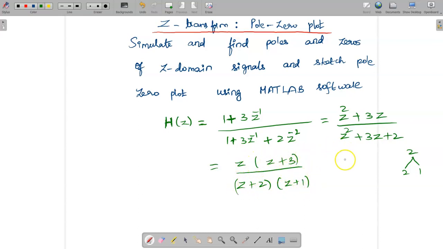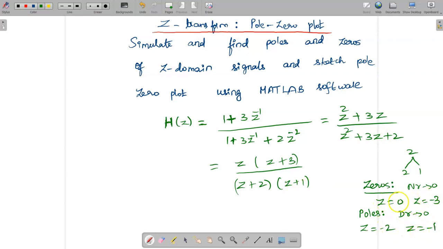Numerator equated to 0 will give the zeros, and denominator equated to 0 will give the poles. So zeros are calculated by equating the numerator term to 0. Z equal to 0 and z plus 3 equal to 0, so z equal to minus 3. Similarly, for finding the poles, we equate the denominator to 0. So z plus 2 equal to 0, so z equal to minus 2. Z plus 1 equal to 0, so z equal to minus 1.